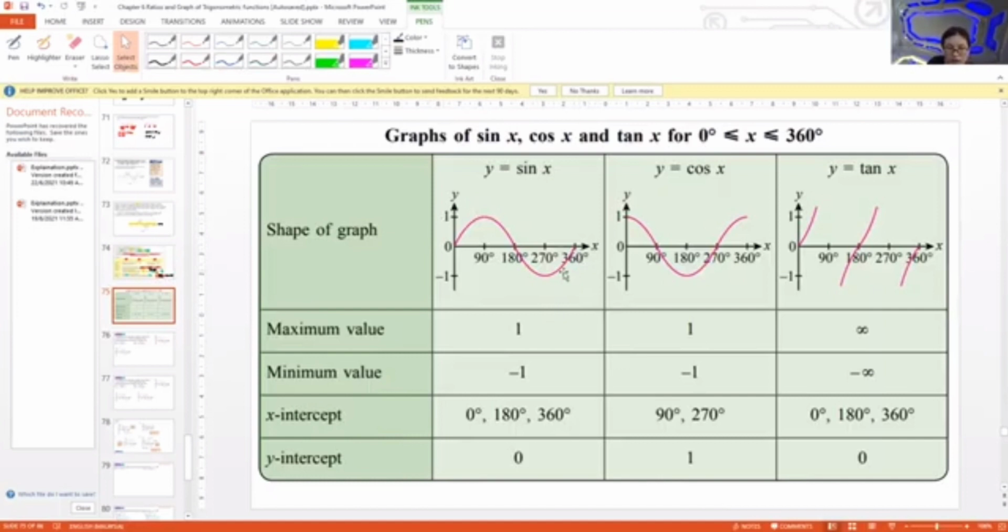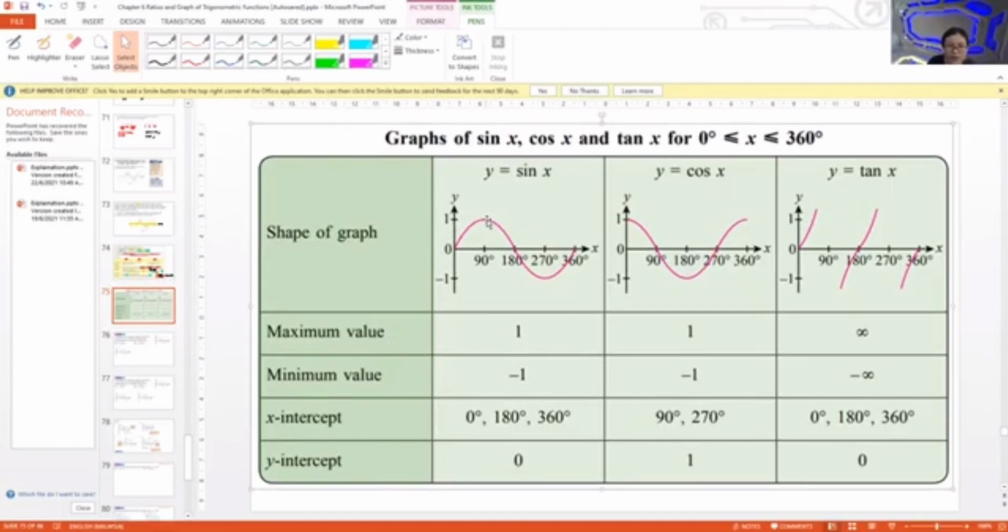Okay, understand? So for the maximum value, just now I said degree, right? Actually, the value is what you look at on your y-axis. So your maximum value is 1, and the minimum value is -1. Then the x-intercepts, where it touches your x-axis, are 0, 180, and 360. And the y-intercept is 0, because only this part is touching the y-axis. So it is 0.